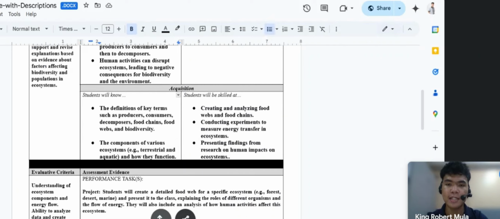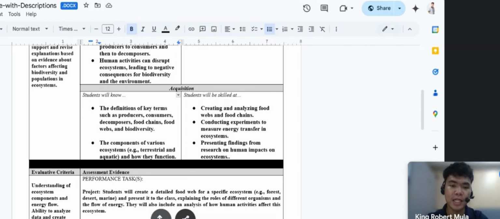Now let's proceed to the acquisition. Let's start with what students will know. In this section, we specify the key knowledge students will acquire. This includes definitions of essential terms like producer, consumer, and food webs, along with insights into how different ecosystems function. This foundational knowledge is crucial for further exploration of the topics.